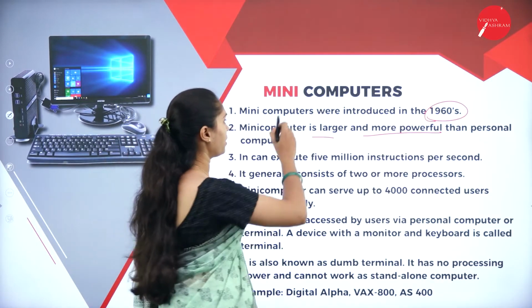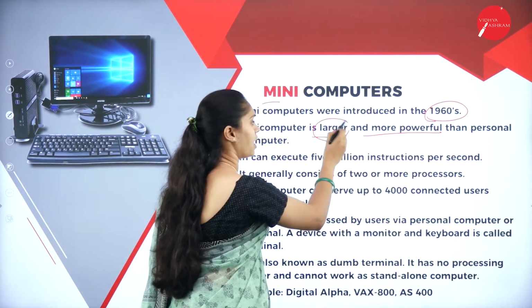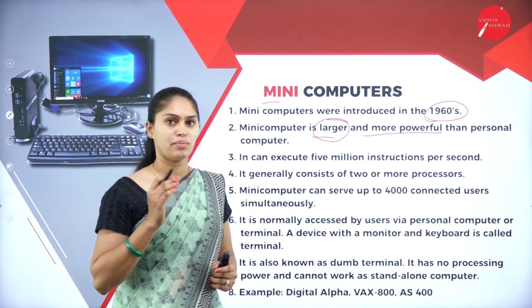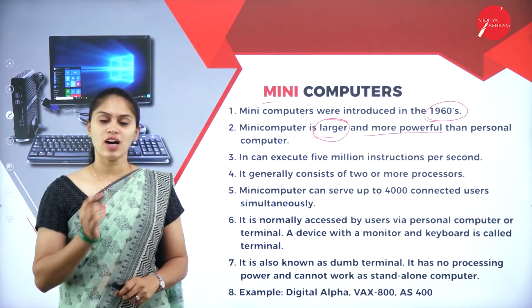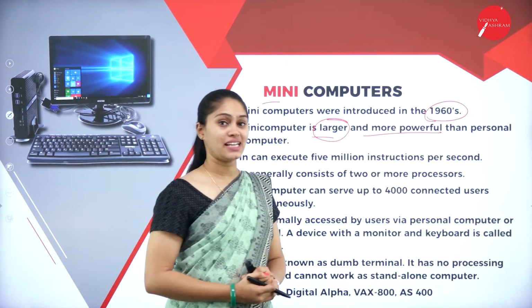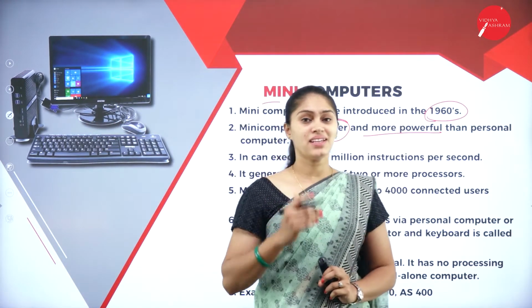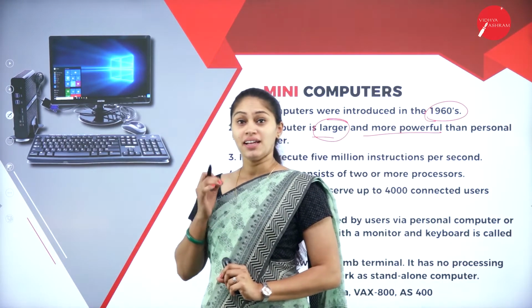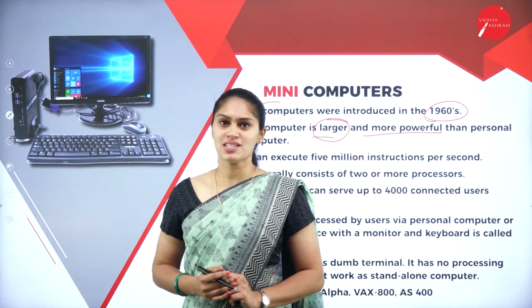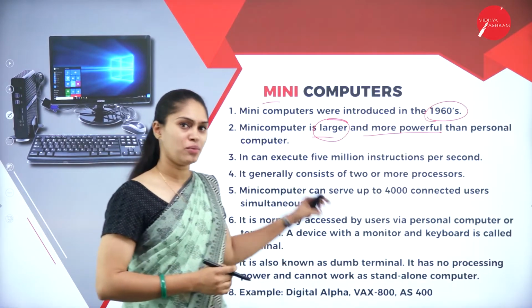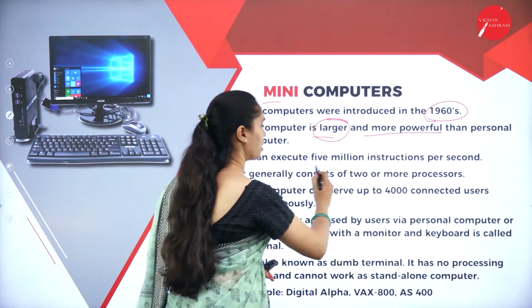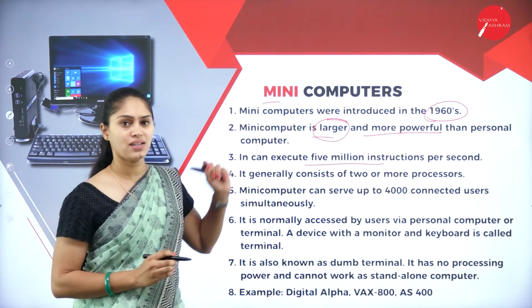So when it comes to the minicomputer, the computers are larger and more powerful than the personal computers. How is the capacity of a computer calculated? The performance of a computer is calculated based on the number of instructions it processes per second. Then what about the performance of this type of computer? It can execute 5 million instructions per second.